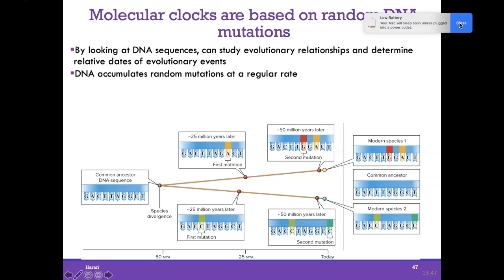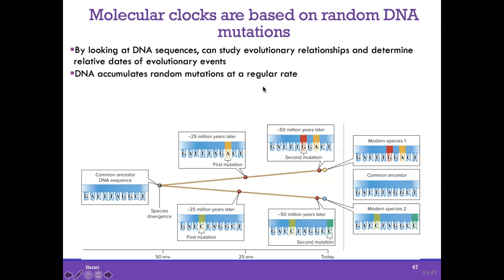DNA accumulates mutations at a regular rate. It depends on the species, but we can say that in humans we differ in about 5% of our nucleotides from chimps. So 5% of our nucleotides are different from chimpanzees. And we know that nucleotide substitutions occur at roughly 1% every million years. DNA mutates at a regular rate, just like isotopes decay, so do DNA mutations occur at a regular rate.